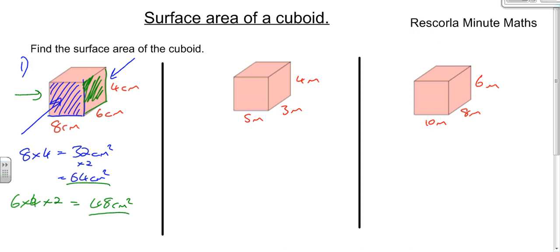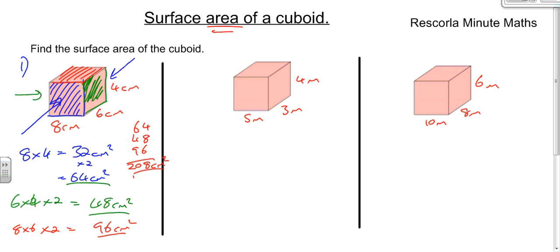And then finally, we've got the one on the top. So this here is 8 centimeters, and it goes back by 6 centimeters. So this one here is 8 times by 6, and 6 eights are 48. And then you times that by 2 to make 96 centimeters squared. Of course, just take your time over this. And then once you've got those three, what you need to do is add them together. So 64, 48, and 96. If you add those together, that's going to be 208, and that's centimeters squared because it is a surface area.